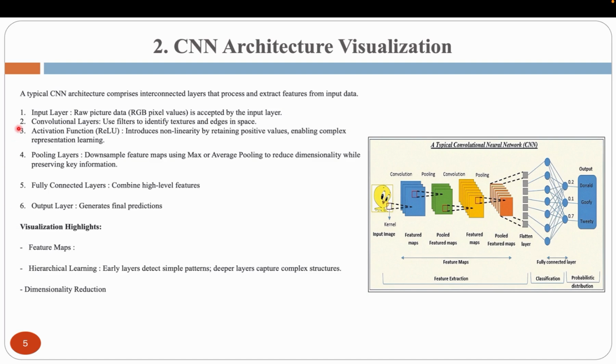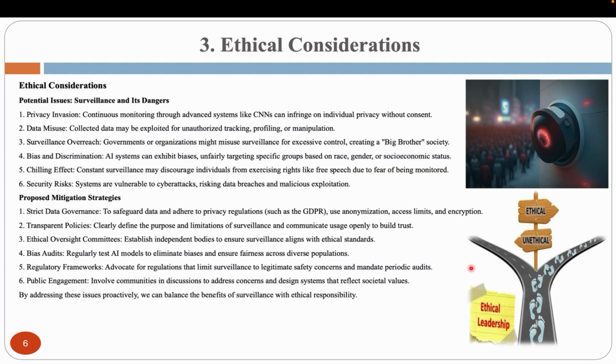Moving to slide number 5. Here also we have the key components of the CNN. Since we already talked about slide number 4 in detail, due to time constraints I will just talk very briefly about this. As we can see here, we have the pooling layer, then we have the feature map and hierarchical learning.